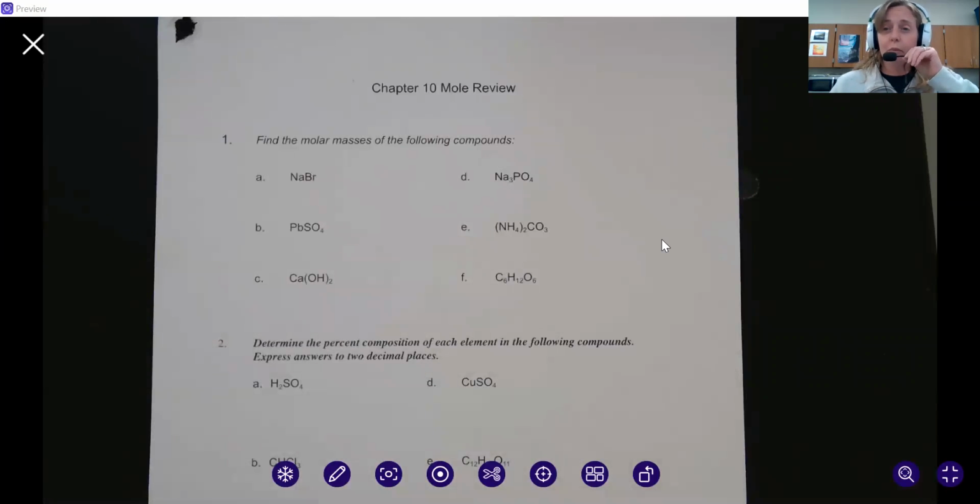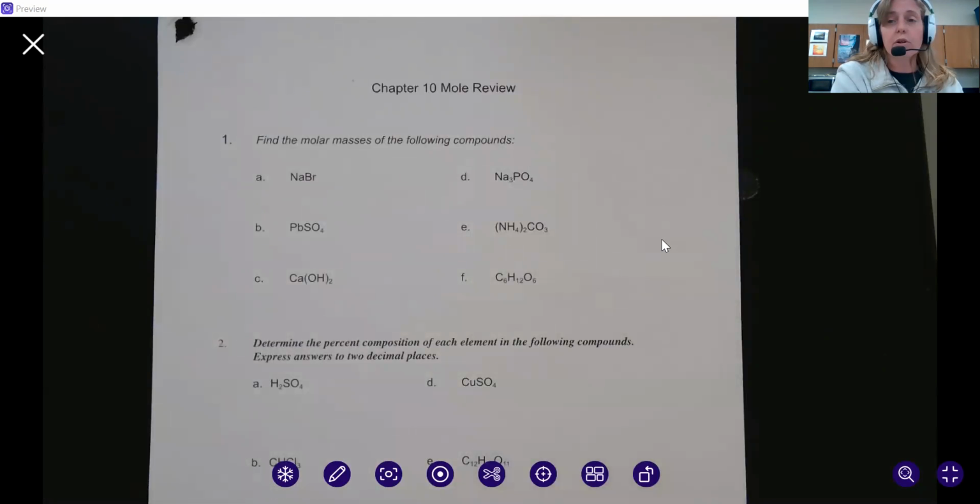Okay, guys, so we are going to be going over the review sheet so that you guys have the correct answers to study for the exam. So the first section here talks about molar mass. Remember, when you're dealing with molar mass, you're taking the atomic mass of each element times the quantity you have and then adding them all together for a total mass, okay?